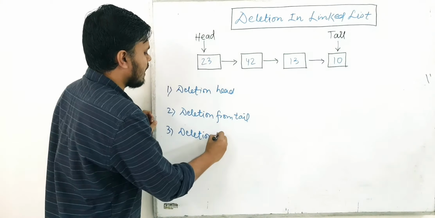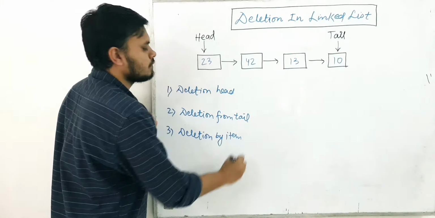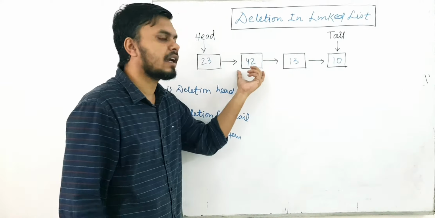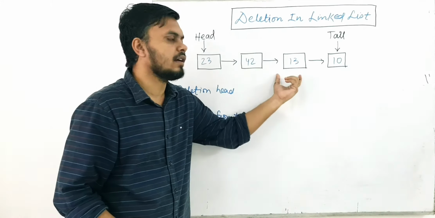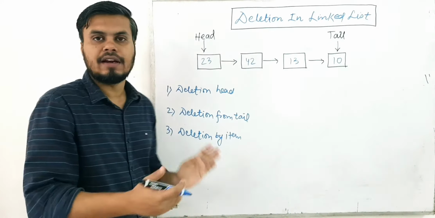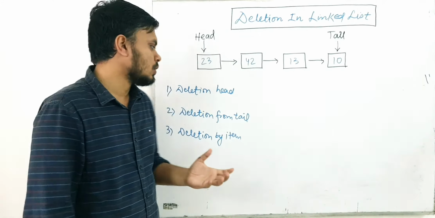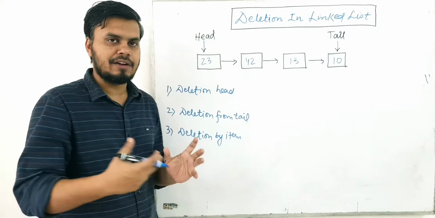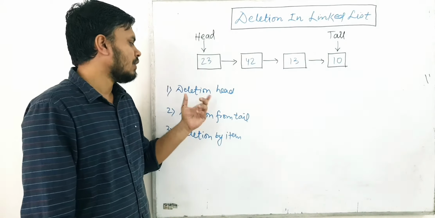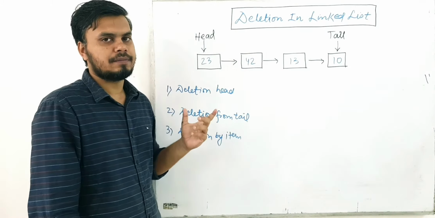deletion by item value. So let's say if you want to delete a particular node, let's say 42 or 30, okay? So these are the three different ways using which you can delete nodes from a singly linked list. We'll learn all three of them in three different videos. In this one, we'll discuss deleting from head.